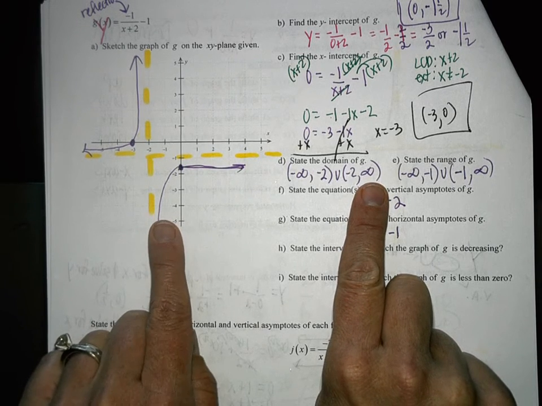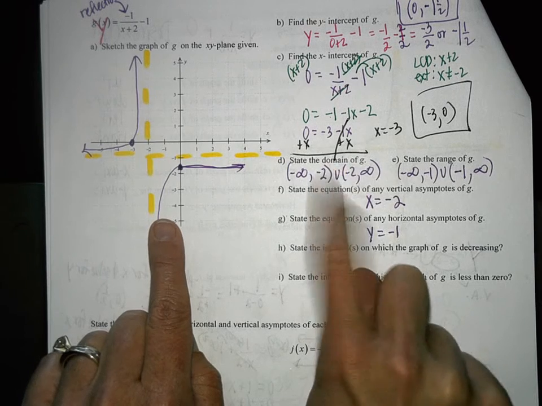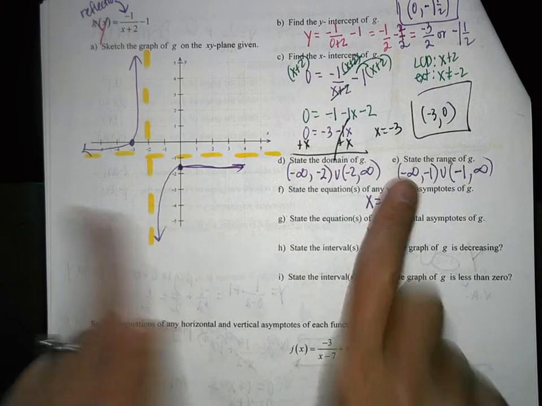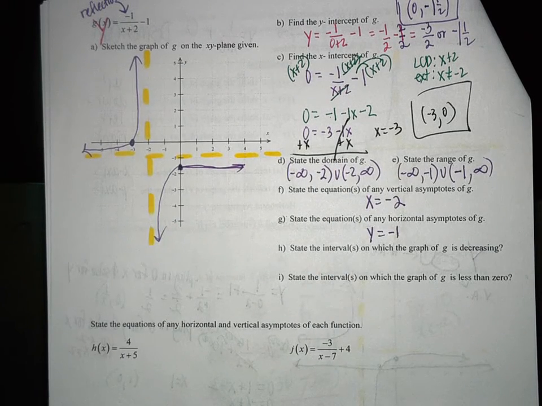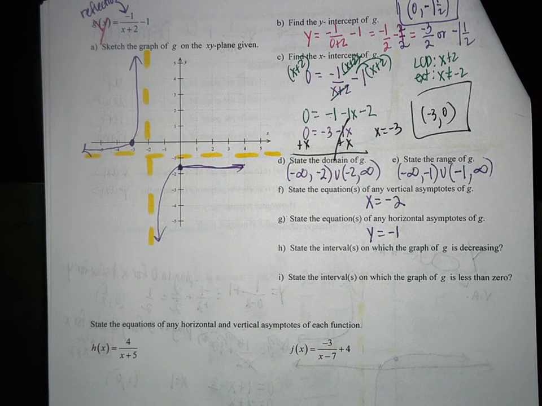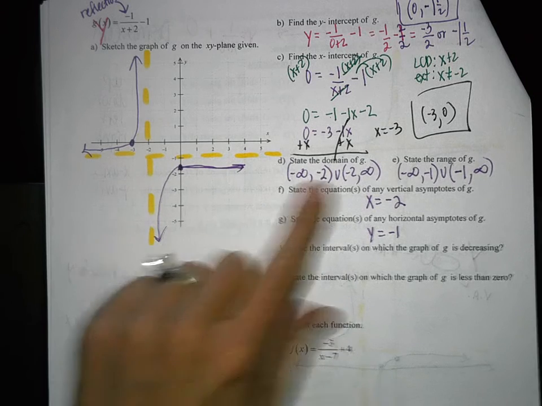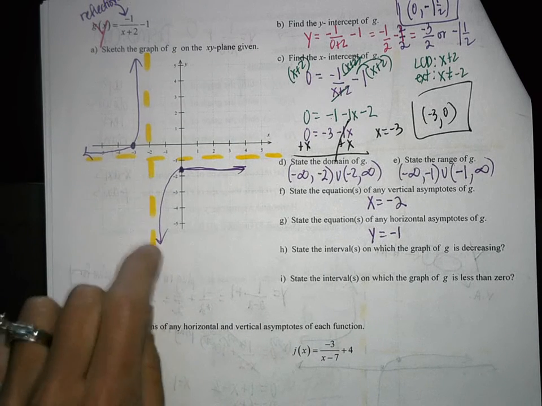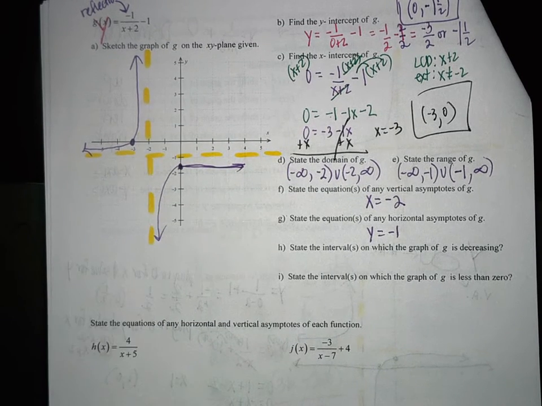Okay, so I'm going to ask the same question again. Why is this -2 value here? How do I know this? Alexis, how do I know this? Why is the domain this? Beautifully restated, thank you.